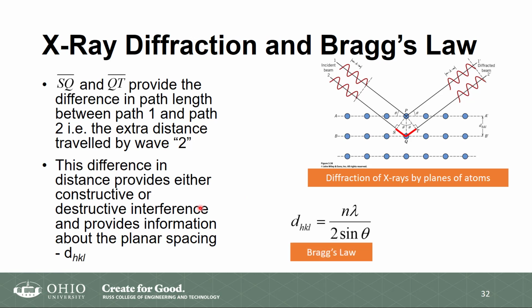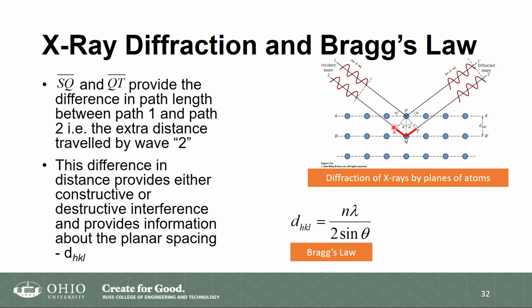There's a relationship between this angle and this extra distance. If you look at this triangle PSQ, you notice that this angle theta has to be related to SQ. The longer SQ is, the bigger this angle is, and so on. There's a law known as Bragg's law, which relates the distance that these two planes A and B are separated by, and this angle, which is related to the extra distance that the wave travels.